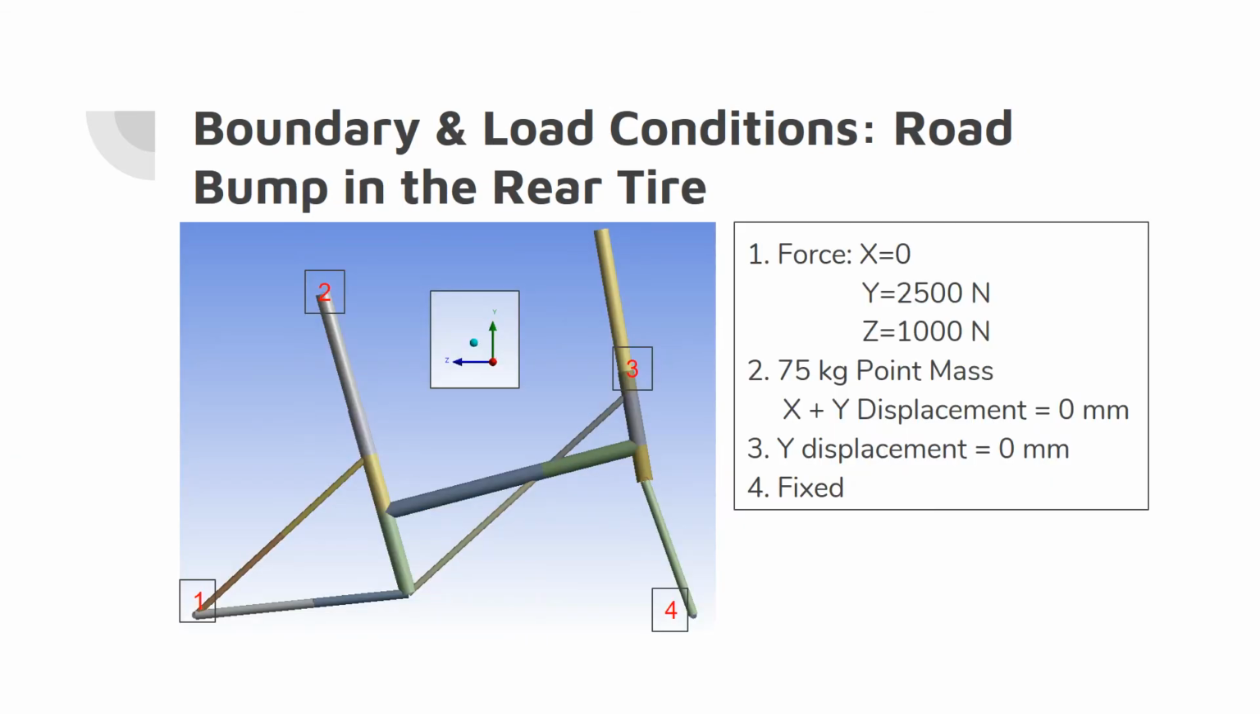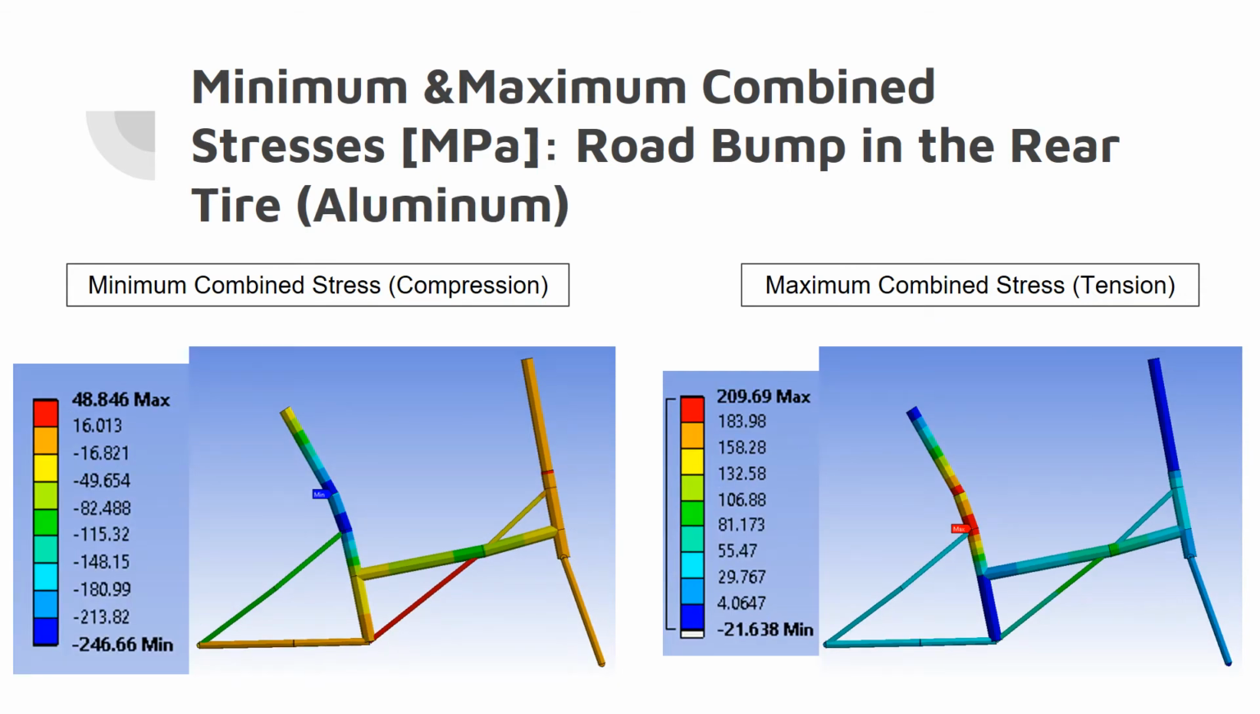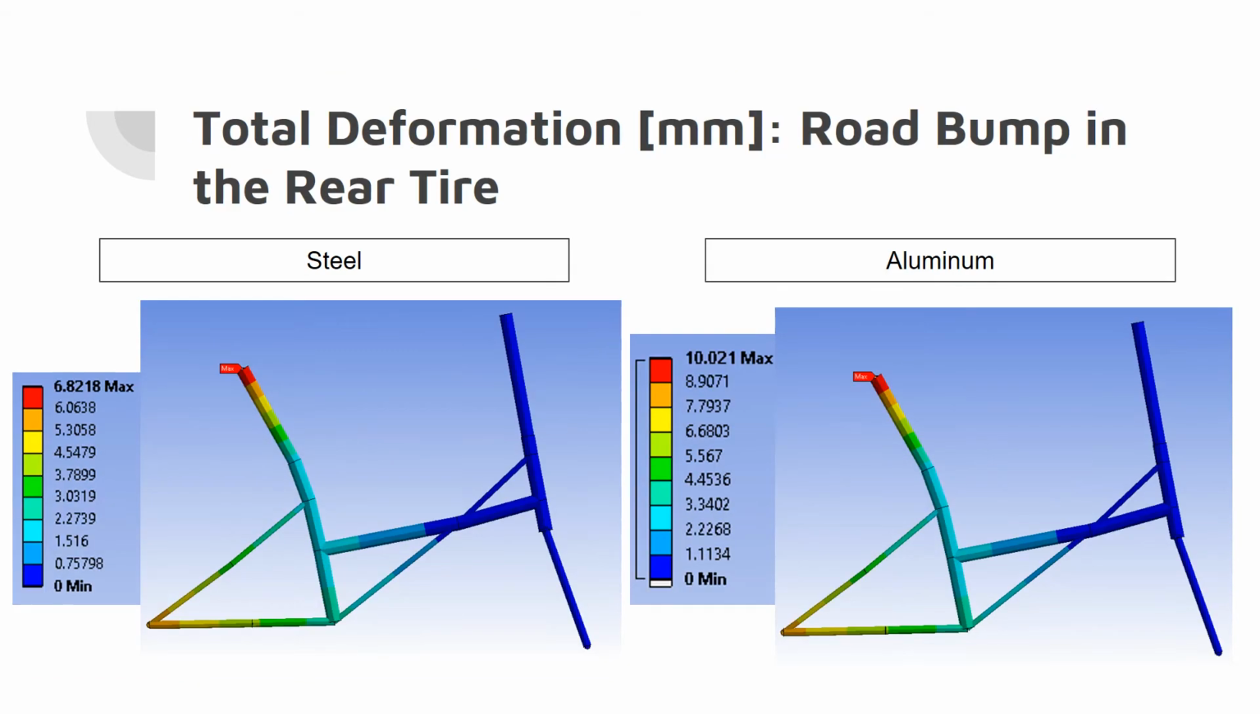Conditions for the road bump at the rear tire include a positive force being applied in the Y and the Z direction at 0.1. When examining the combined stress distribution for the steel frame, the minimum and maximum occur at the same place. As seen here, the behavior is the same for the aluminum frame, except that the extreme is lower compared to the steel frame. When comparing the deformation between the two frames, it is shown again that the aluminum has a higher deformation than the steel.